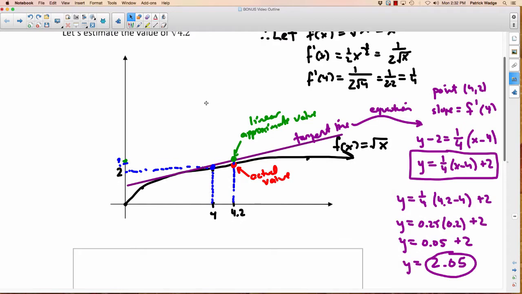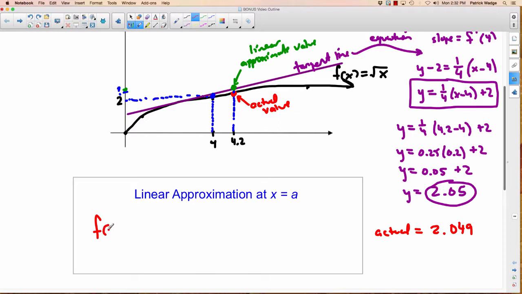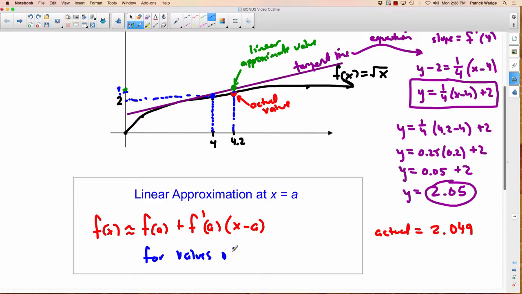So to summarize, you don't want to have to draw this graph every time. We're going to give you the formula that gives you this boxed amount every time. For the linear approximation at x equals a, f of x is approximately, very close to, f of a plus f prime of a times (x minus a) for values of x near to a, right? Have to be close to the a value. Okay, that's what you're going to use to do linear approximation.